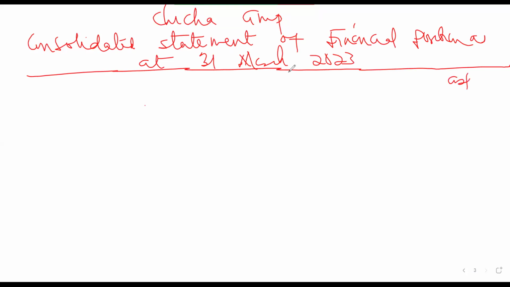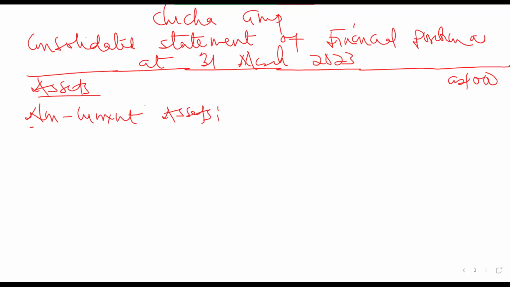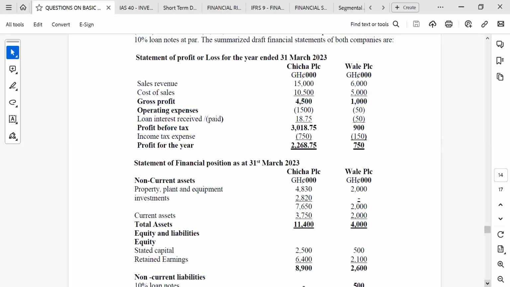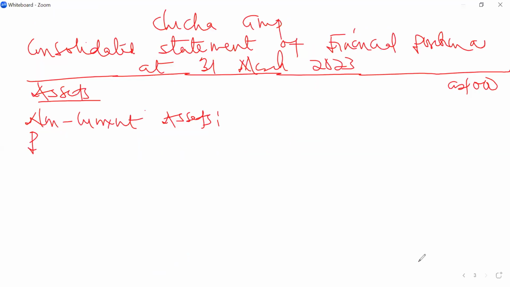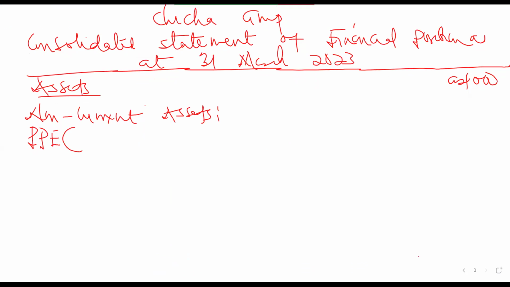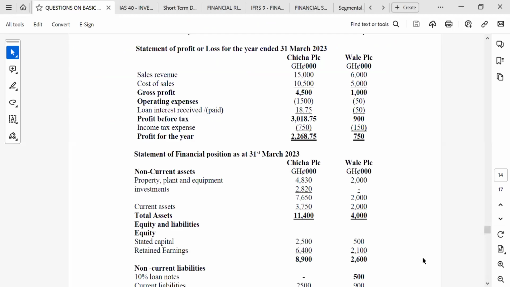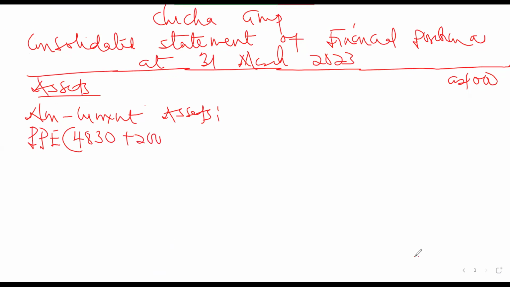So we now come to our figures here. We have our assets, then we have our non-current assets. Let's go and pick the first non-current asset. What is the first non-current asset there? PPE, property, plant, and equipment. For the statement of financial position, whether the acquisition is done on the last day, the parent will still consolidate the subsidiary. So this one we don't pro rata. It will be 830, 430 plus what? 2,000.